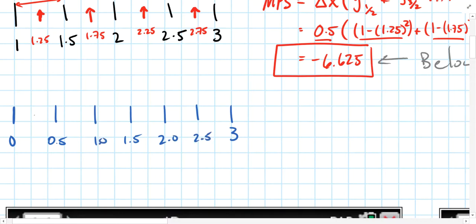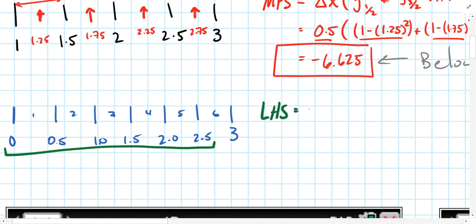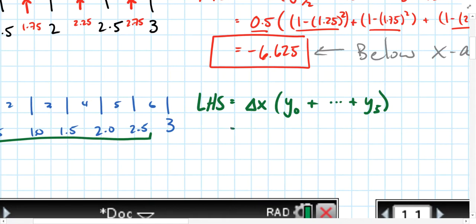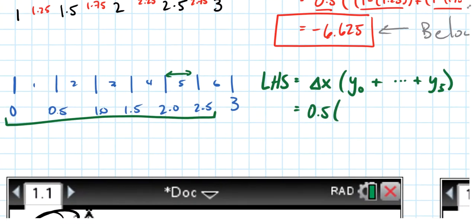These subintervals, I think, would be sufficient for 1, 2, 3, 4, 5, 6 rectangles. And the heights of each rectangle are determined by the left-hand sums, so from 0 up to 2.5. For our left-hand sum, the delta x times the y values from y0 up to, in this case, y5, the 5th data point, not the 6th one. We're excluding the 6th one because that's the right-hand side of our interval. And our delta x, the width of each of these rectangles, is 0.5. And our y values can be calculated the same as before.